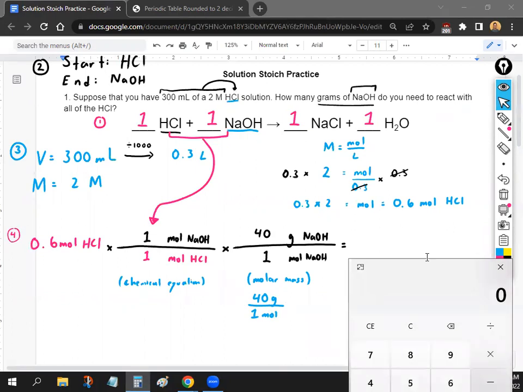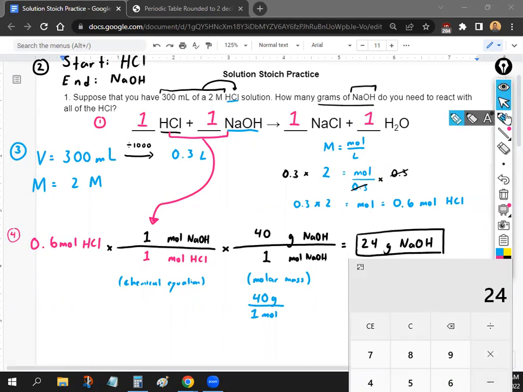So for our final answer, we just take our starting number, 0.6. We can ignore all the 1s, multiply the top, and divide the bottom. So we just multiply it by 40. And so our final answer is going to be 24 grams of NaOH. And that's basically solution stoichiometry.